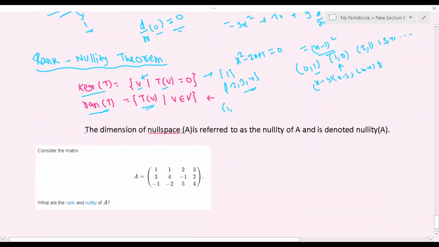Basically, the dimension of the null space of A is referred to as the nullity of A. And the null space here is the same as the kernel, because 0 is there. So basically you have to find the dimension of the kernel of T plus the dimension of the rank of T, this is the dimension of V. This is basically the statement of the rank nullity theorem.